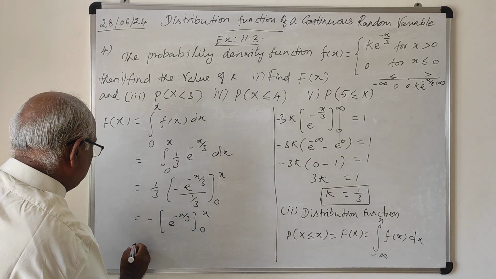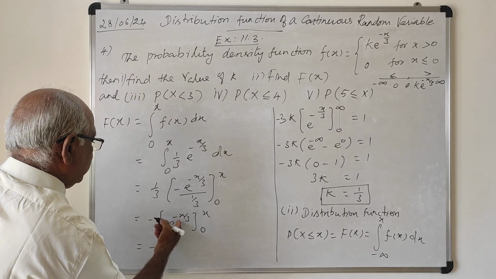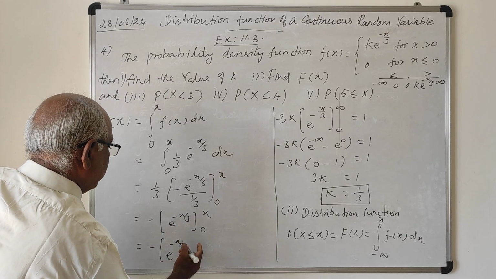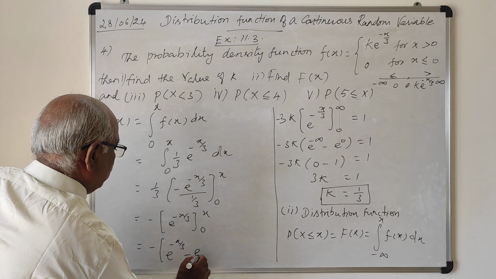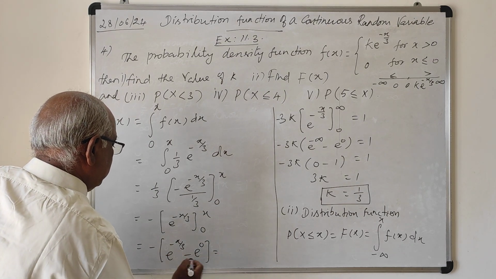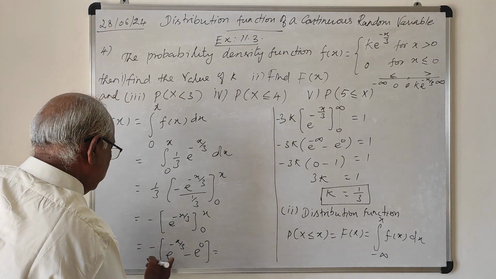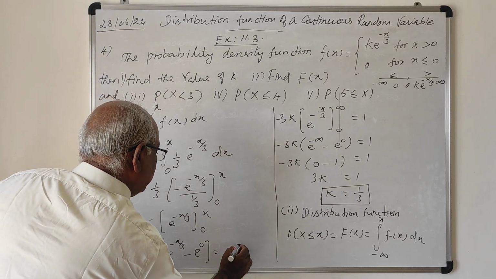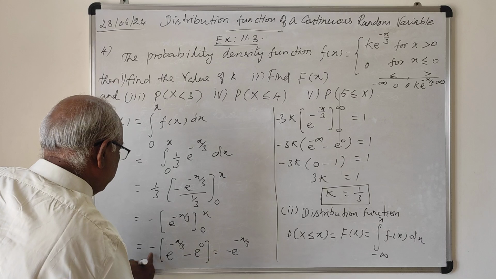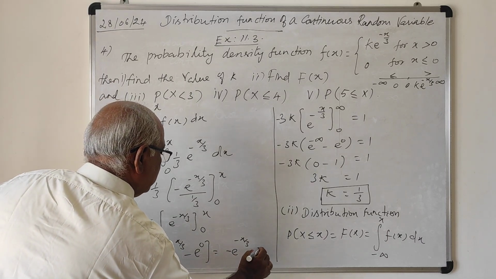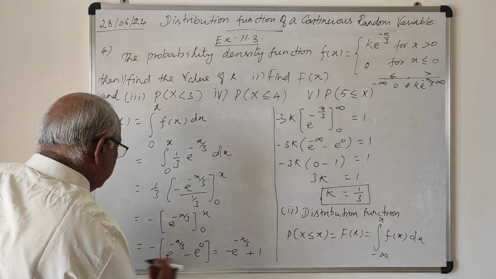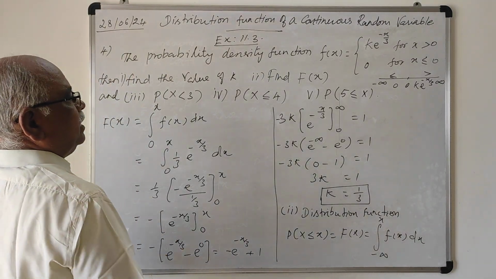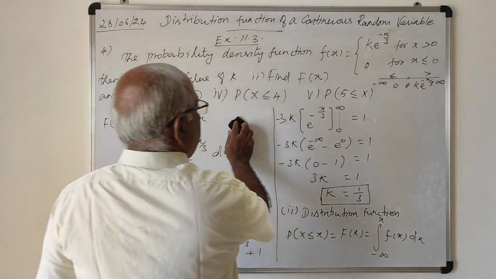You get e power minus x by 3 from 0 to x. Substituting x, you get minus, e power minus x by 3 minus e power 0, and e power 0 is 1. Taking the minus inside, minus into minus gives plus, e power 0 is 1. Therefore it is 1 minus e power minus x by 3.